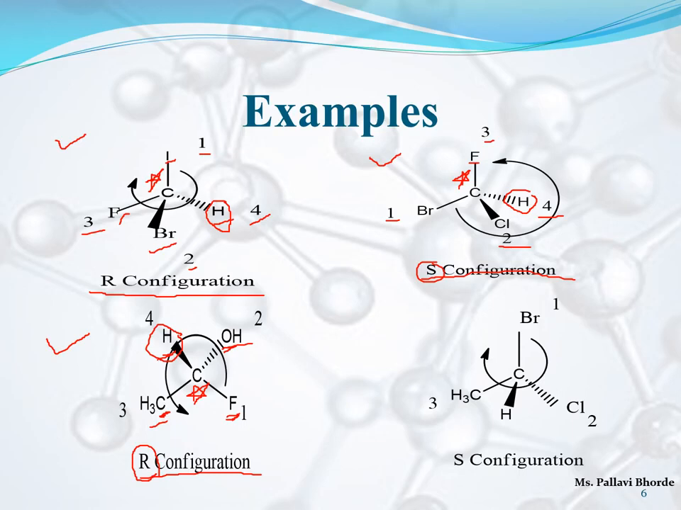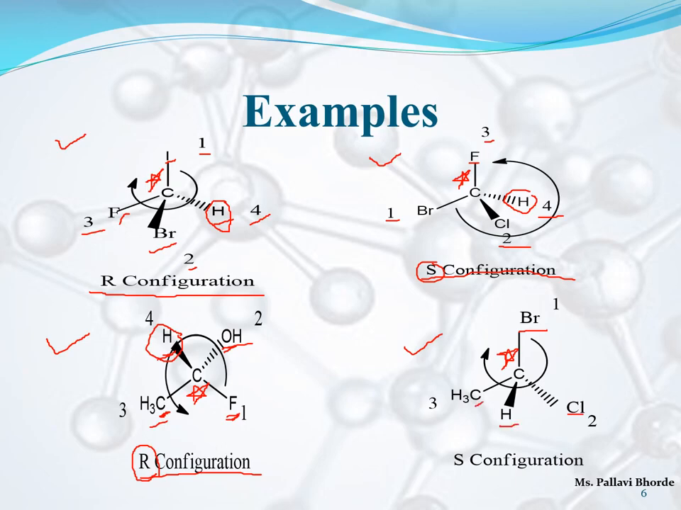Now the next example. Please think about this example. Do we have chiral center here? Yes, we have chiral center here. And what are four different groups attached? These are bromine, methyl, chlorine and hydrogen. So we'll give priority. Bromine will get higher priority, then chlorine, then carbon and then hydrogen.